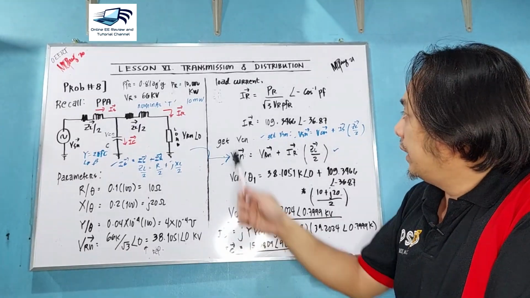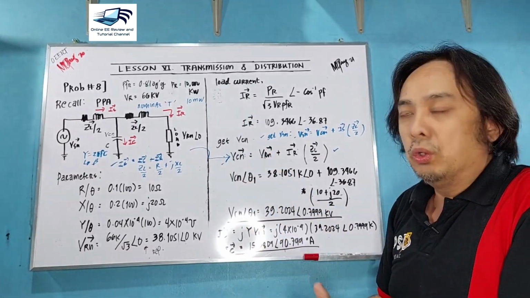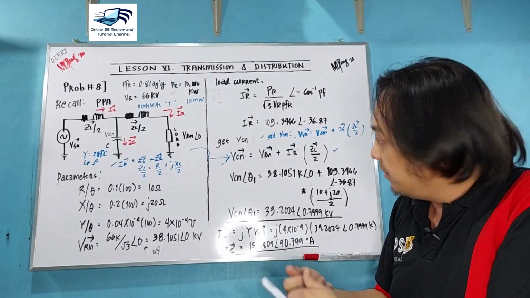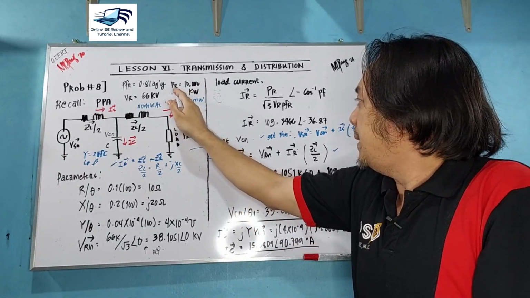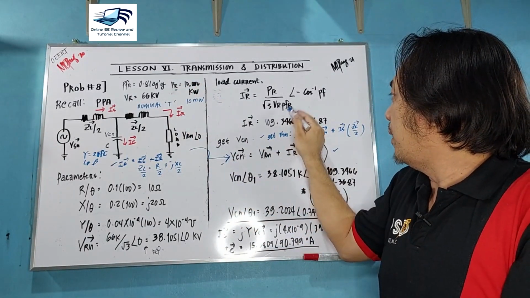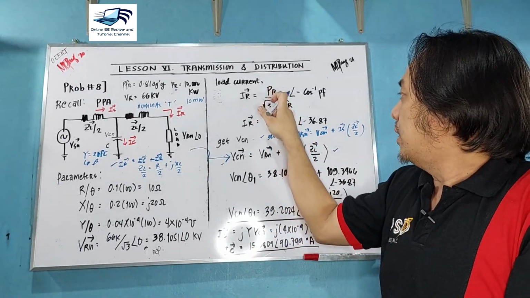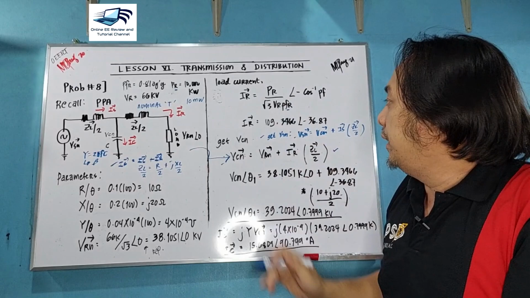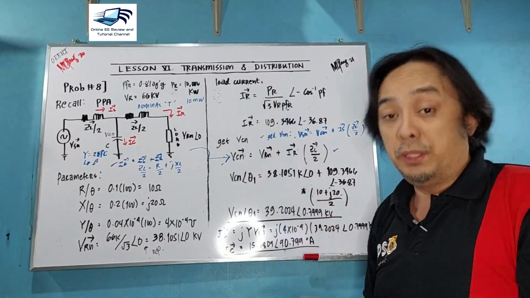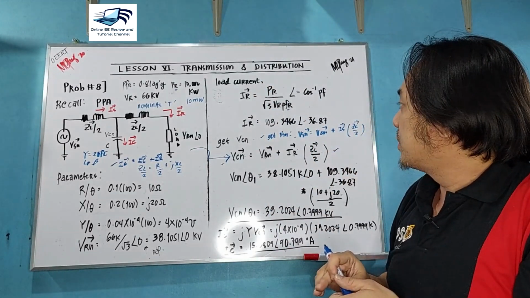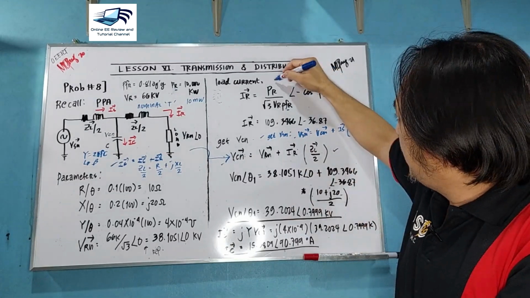Now we need to get the load current. Please take note, since we are given with a PR, therefore you need to have your power factor, the receiving end, must be divided. If that is SR, please take note there's no PFR. We already discussed this many times. So that is PR over square root of 3 VR PFR. Please take note this 10 megawatt.